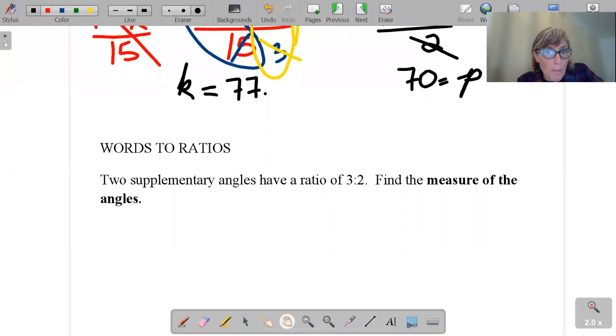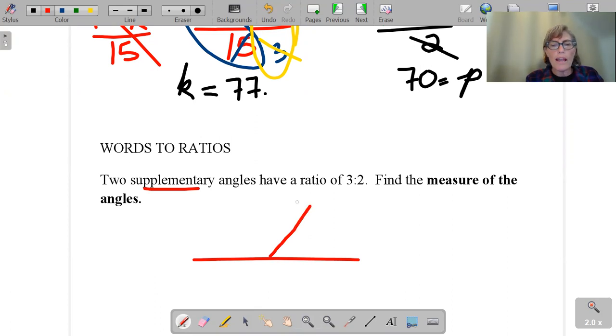It says two supplementary angles have a ratio of 2 to 3. Find the measure of the angles. Couple tricks here. First, you need to remember what supplementary means. Supplementary means adds up to 180. So I have two angles that add up to 180. They have a ratio of 2 to 3.